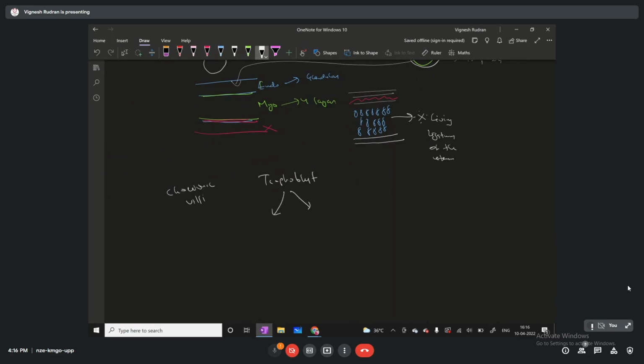has two layers. The first one is your syncytiotrophoblast. Another one is your fibrous layer or cytotrophoblast, or your Langhans layer. Okay, this Langhans fibrous layer is going to give support. The syncytial trophoblast is going to form the chorionic villi.